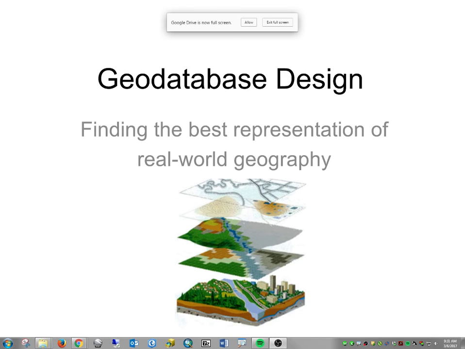As we move into doing more project-based work in the class, it's important to broach the concept of geodatabase design. This is working to find the best representation in your computer of the real-world geography that you're trying to build a GIS around.